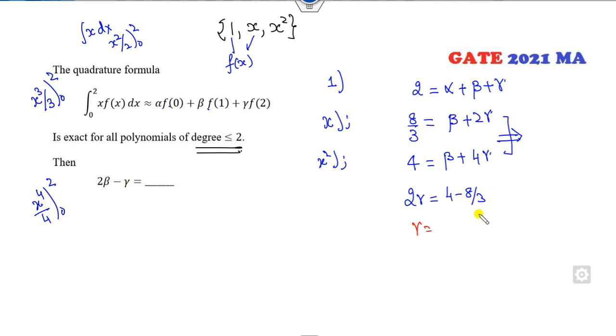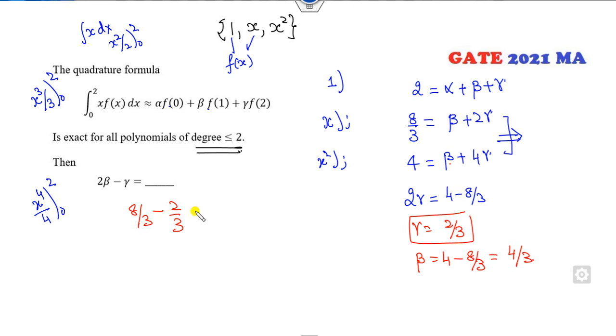So what is the gamma there? It says 12 over 4, so it's 2 over 3. Then what is my beta? I can use this value. 4 minus 8 over 3, so it is 4 over 3. So substitute here 2 times of the beta, 8 over 3 and 2 over 3. It is 6 by 3. 2 is the right answer of this problem. So if somebody asks you what is the value of the alpha, you can substitute here. You can also get the alpha.